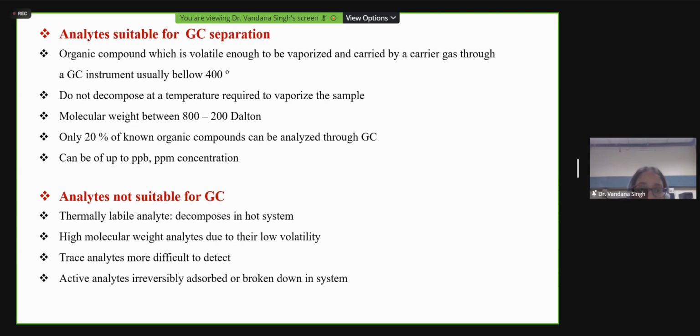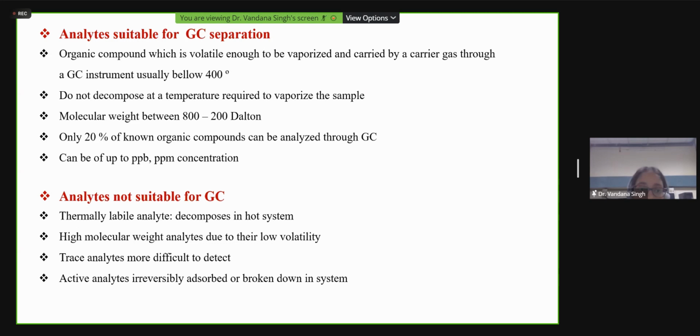And one more thing, active analytes, because in this case we are volatilizing the compound, and they are getting adsorbed on the stationary phase, so they are completely broken down. So active compounds, which need to be in an active state, like proteins or peptides, can't be analyzed through this gas chromatographic system.